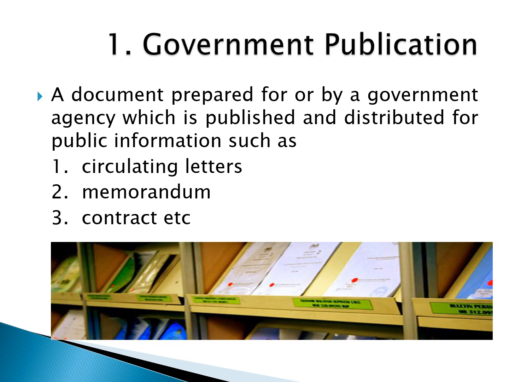Okay, these are the three types of government publication. The first one is circulating letters, memorandum, and contract. Okay, and of course we have more than these three types of government publication. For example, we have rules, law, what else? Pamphlet. Okay, but for this particular slide, we only focus on the three types of government publication.